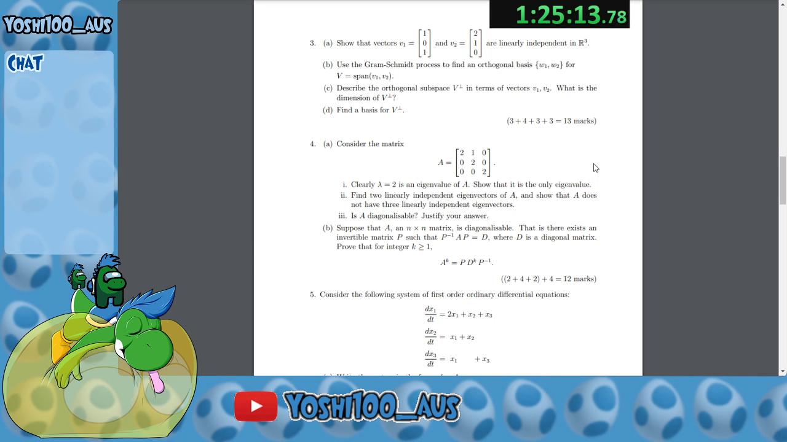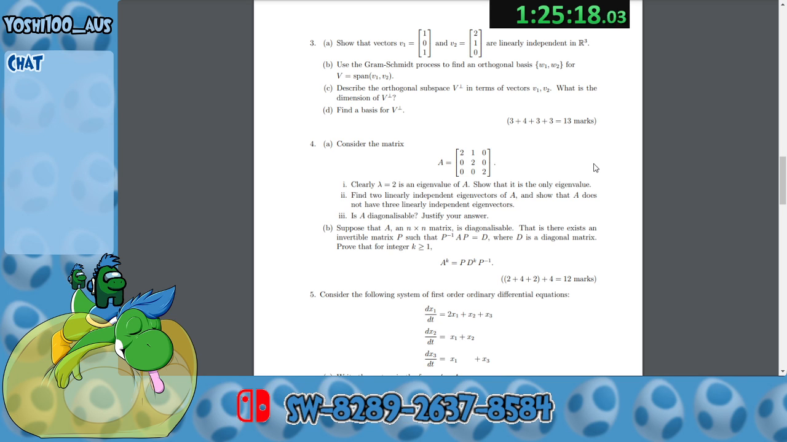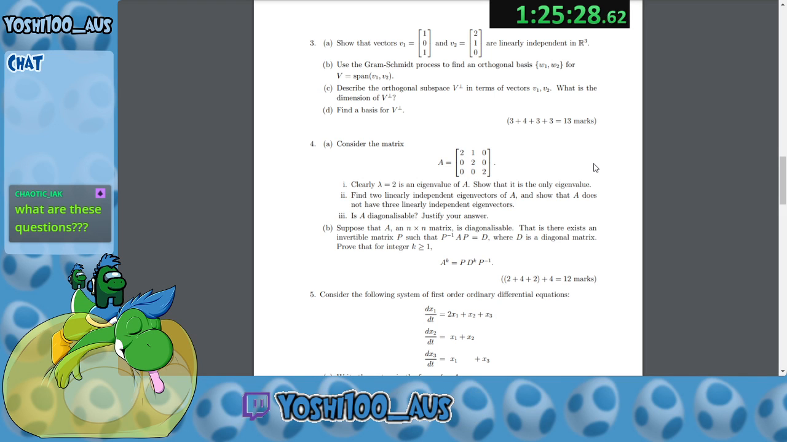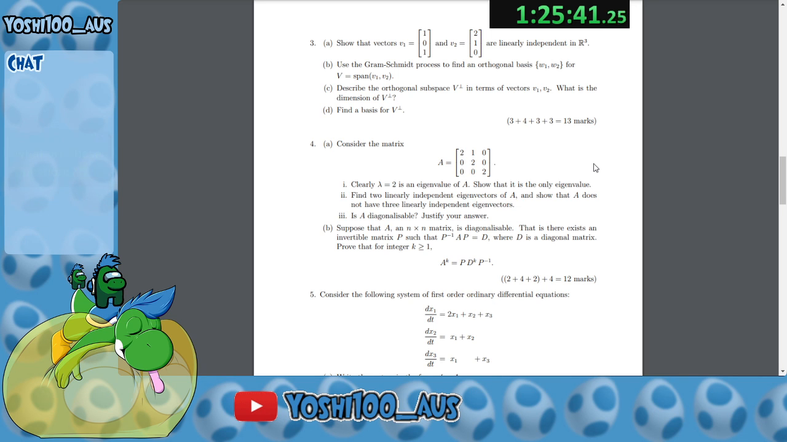Show that vectors blah and blah are linearly independent in R3. Show that? I must be feeling really tired right now. All of the definitions are going over my head at the moment. It's not good. Let's hope it doesn't on Monday. What are these questions? Exam style questions, right? This is the 2019 exam.